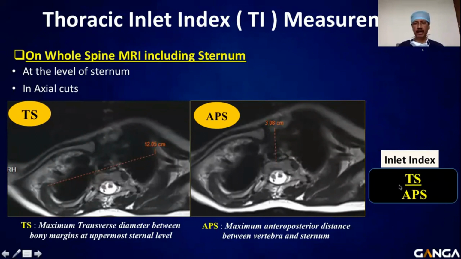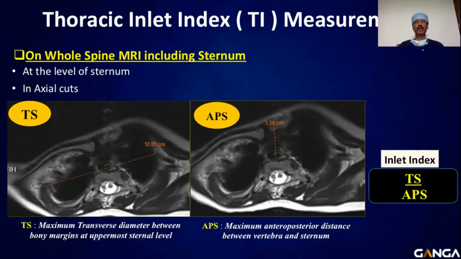Now, this is a very simple calculation which can be done on the MRI in a cut that is taken at the uppermost level of the sternum, in the axial cut. So you measure a transverse diameter, which is the maximum transverse diameter between the bony margins at uppermost sternal level. And the AP measurement was the maximum anteroposterior distance between the vertebra and the sternum at the same cut. Now, the inlet index was a ratio of the transverse measurement to the anteroposterior measurement.